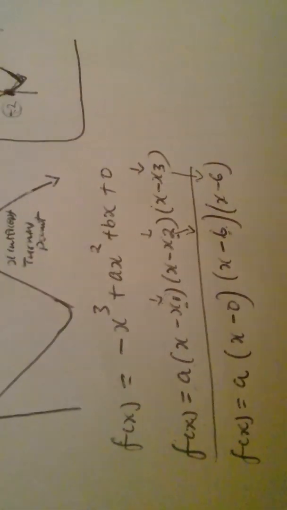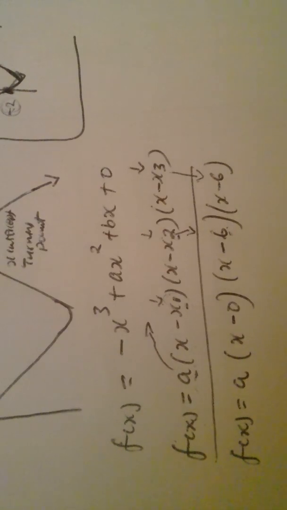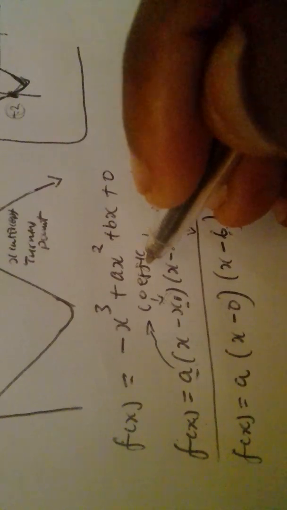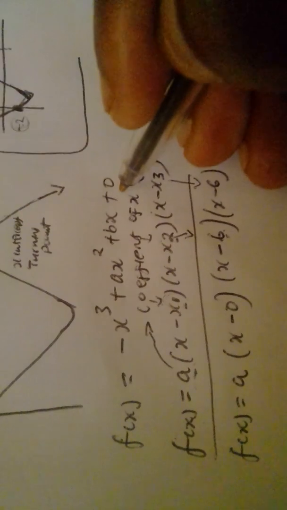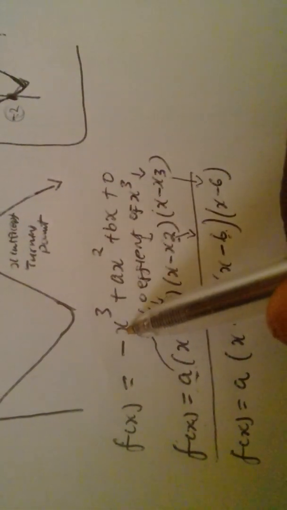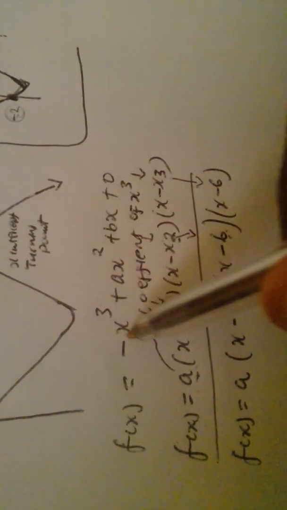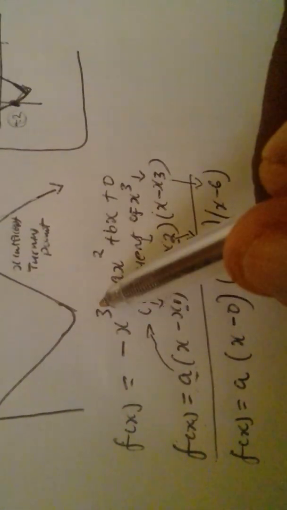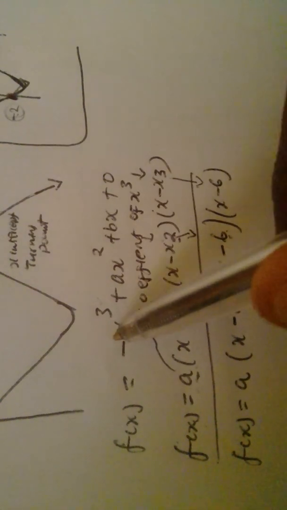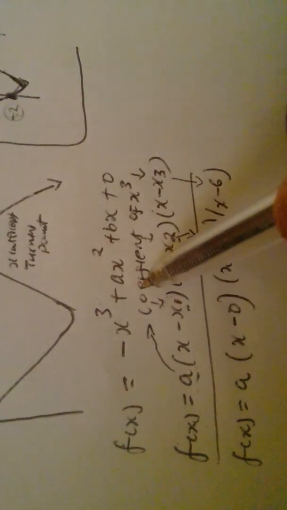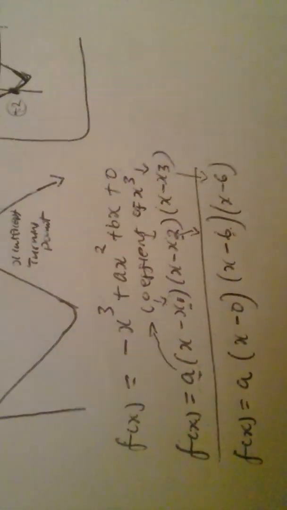Now, let's talk about a in this equation. What is a? a is the coefficient of x cubed. So if you look at the x cubed, what is the coefficient of x cubed? It's -1. The number which is before x cubed, it's 1 here. There is an invisible 1. So the value of a is -1. a is the coefficient of x cubed, guys, always.